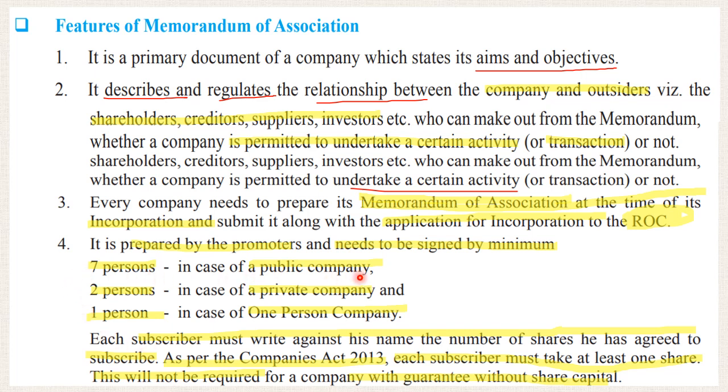So 7 persons in case of a public company, 2 in case of a private company, and 1 in case of a one person company need to sign the Memorandum of Association.